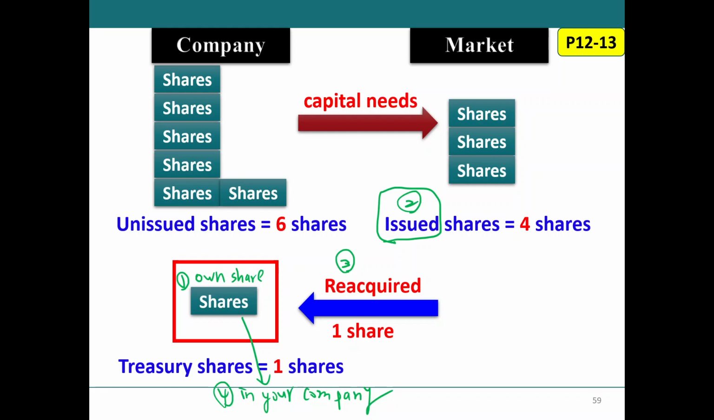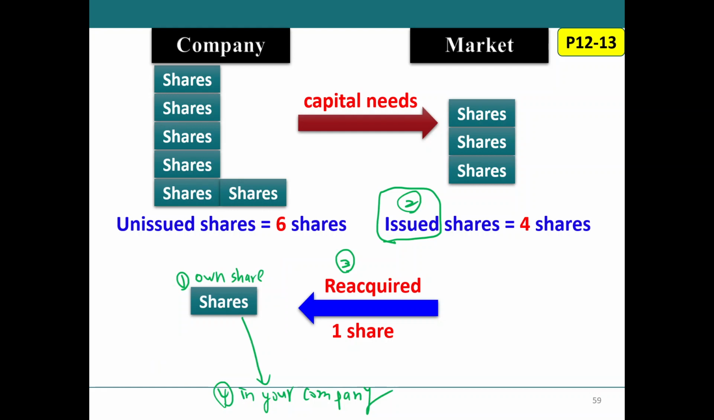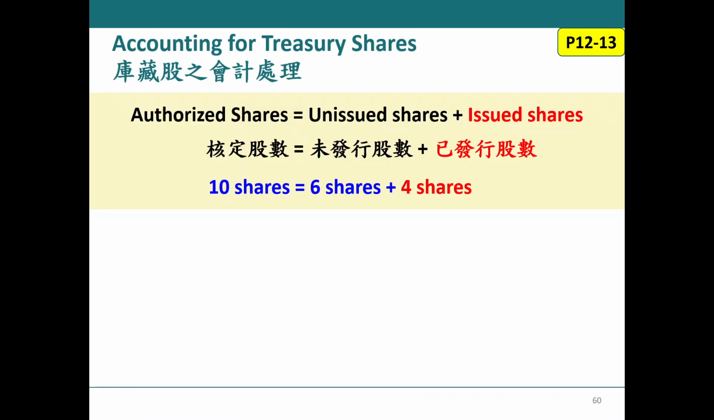No problem? So based on this, could you tell me authorized shares, how many? 核定股数 authorized shares, how many? 10, right? So what's the 10? Totally maximum shares you could sell, including unissued, right? So how many unissued? 6. How many issued? 4. No matter this 4 is in the market or in the company, but you sold to the shareholders 4, right? So before you sold 4, right? But right now you buy back 1, 3 in the market. Okay? So authorized shares is 10, including 6 in your company unissued, including 4 you sold to the shareholders before, right?